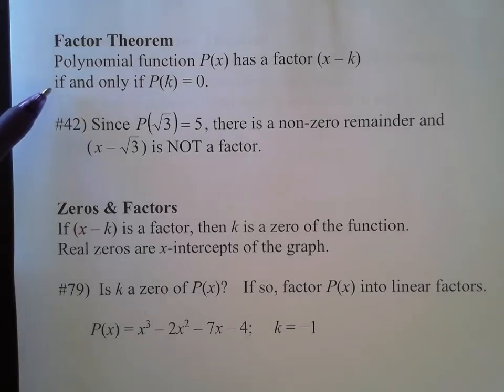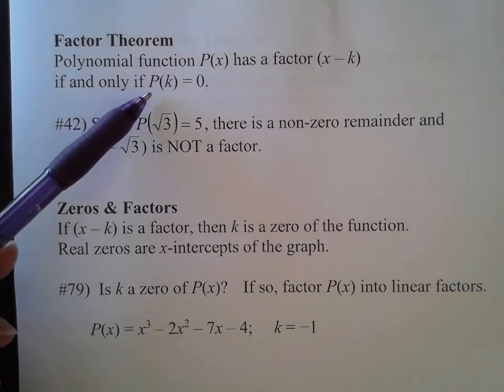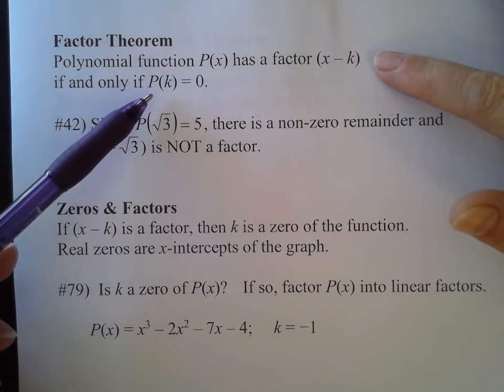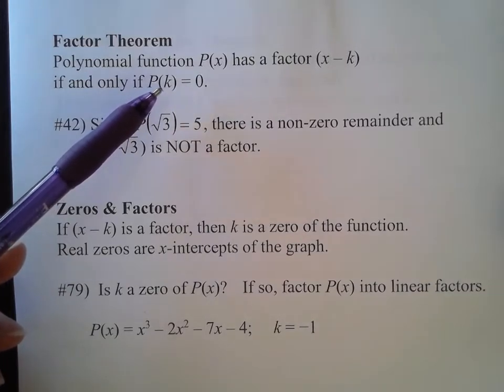Okay, if you can connect all those things in your mind. In number 42, we just did that one. We plugged in the square root of 3, we got 5. So that's the remainder. The remainder is not 0, so x minus 3 square root of 3 is not a factor. We did plenty others in this video already that were factors, and we pointed out that the remainder was 0. A factor is going to be divided evenly if that value is called a 0. It means that we plug it in, it makes the function 0.